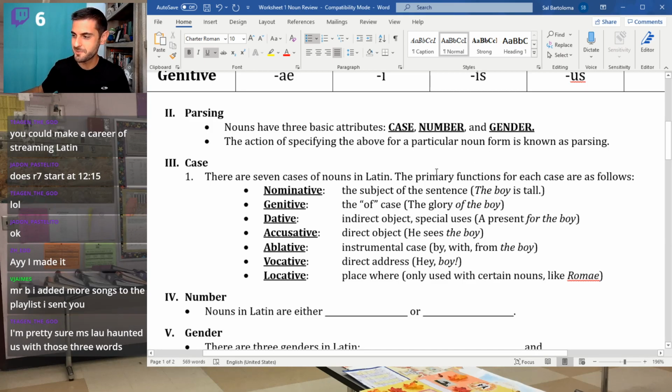Miss Lau haunted you with those words. Excellent. As long as they stuck, we'll take it.